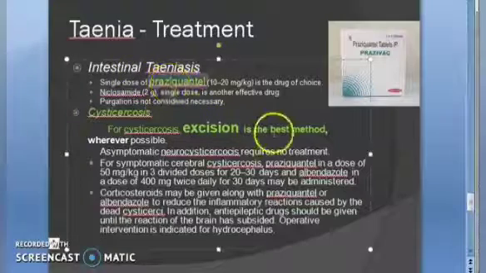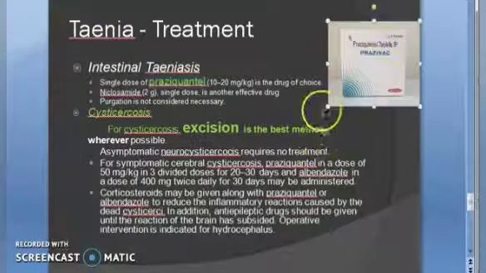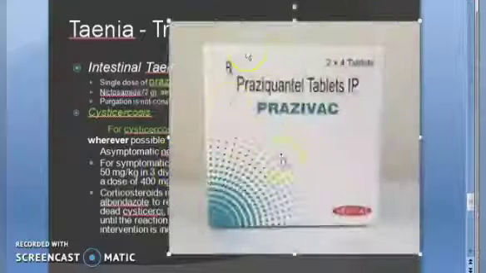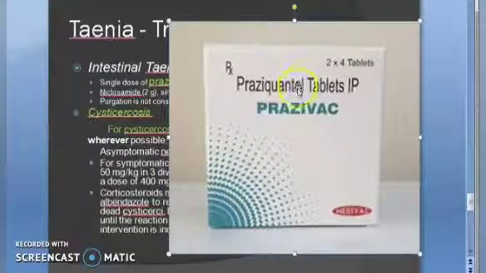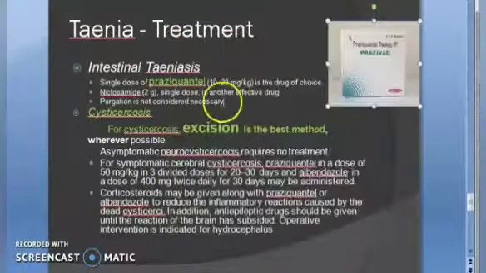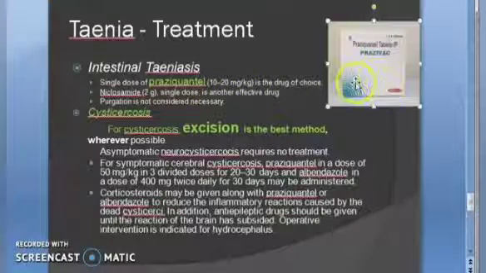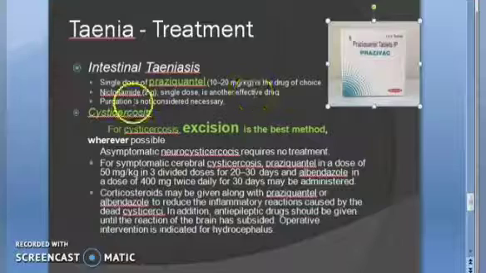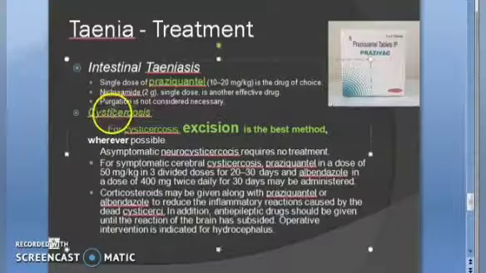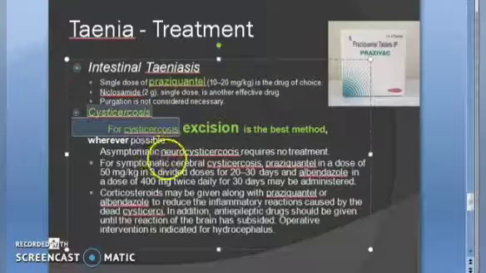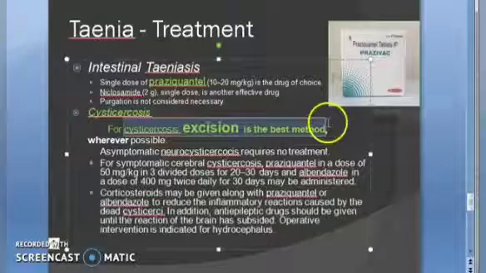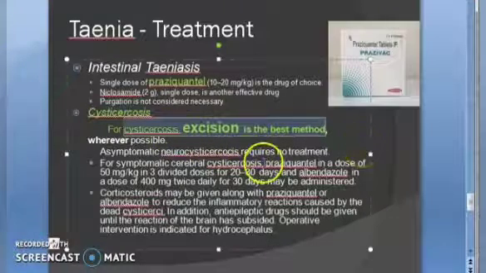Treatment is praziquantel. Give it for what? Taenia, tapeworm. 10 to 20 mg per kg is the drug of choice, they are saying. I think this much is enough, cannot remember all the names. For cysticercosis, excision is the best method, they are saying.